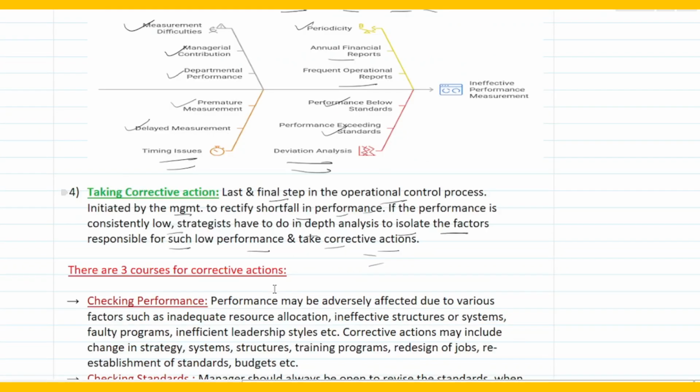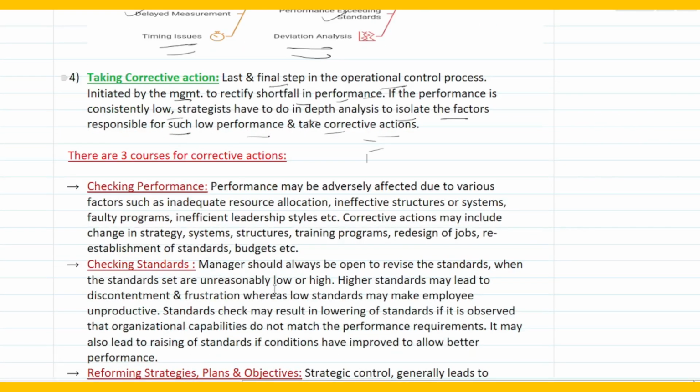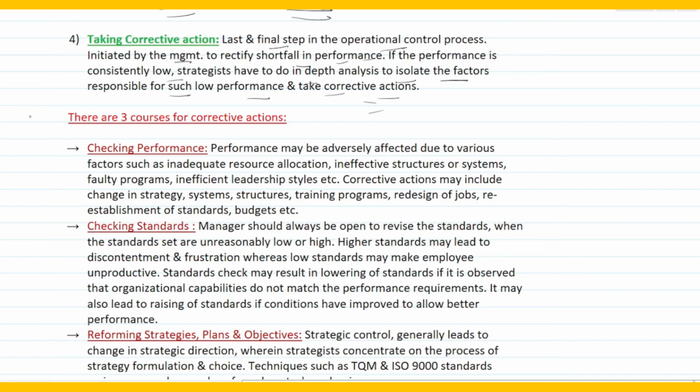Moving on, there are 3 courses of corrective actions, right? First of all, you talk about checking the performance. So when I talk about corrective actions, they themselves involve 3 courses. Now, performance may be adversely affected due to various factors such as inadequate resource allocation. That means the resources that are supposed to be allocated are not allocated in the right way. Ineffective structures or systems. Your system is not in shape, so that needs to be rectified. There may be faulty programs, inefficient leadership styles, etc.